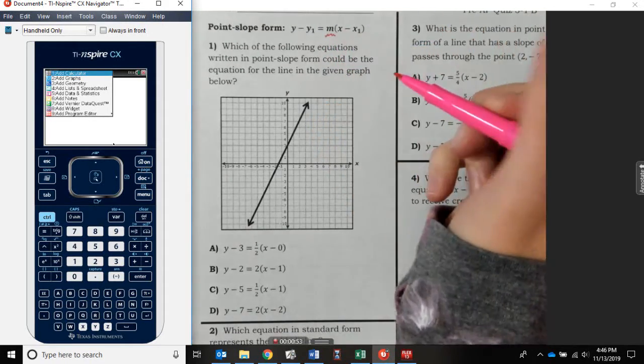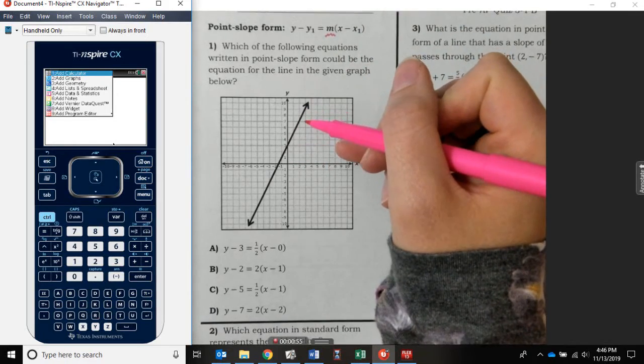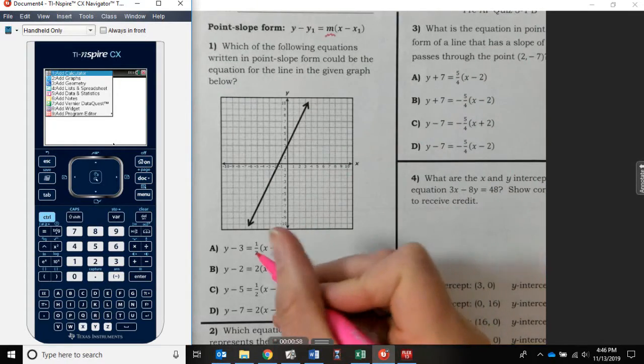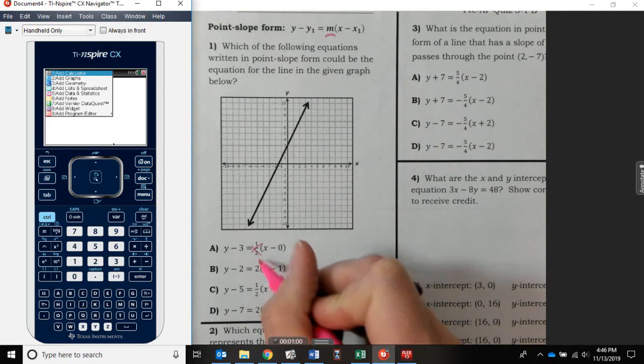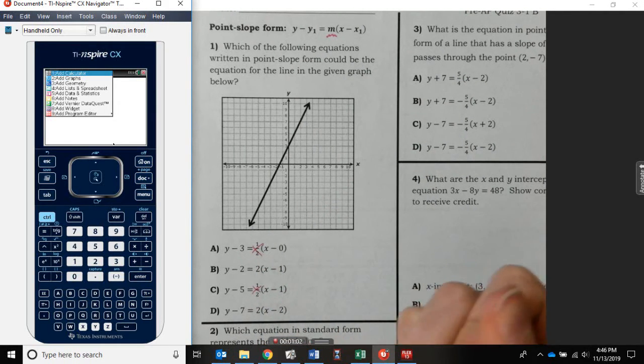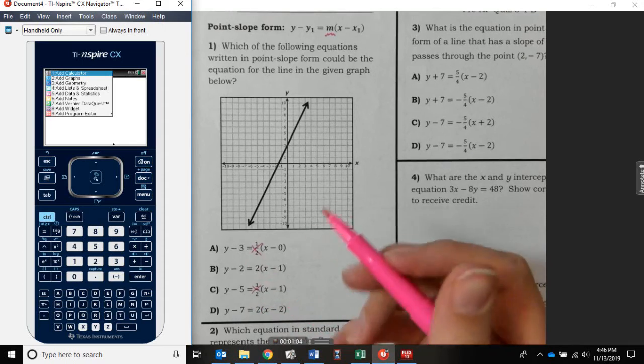So remember, the first thing is your slope. And my slope here is very steep, which means that it's not going to be the 1/2. That helps me eliminate it. Again, you can graph them all to see what happens.